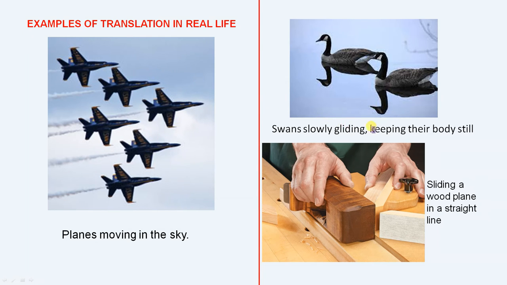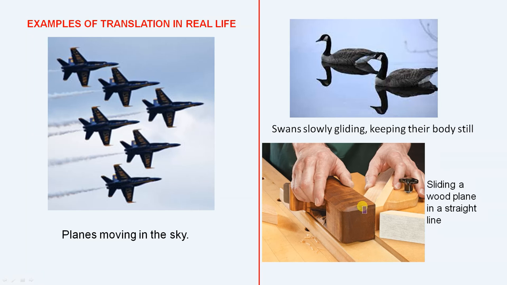These swans slowly gliding, keeping their bodies still. So if they're gliding along the water, they appear to be very, very still, and they're gliding along the water. That's a reasonable example of a translation.